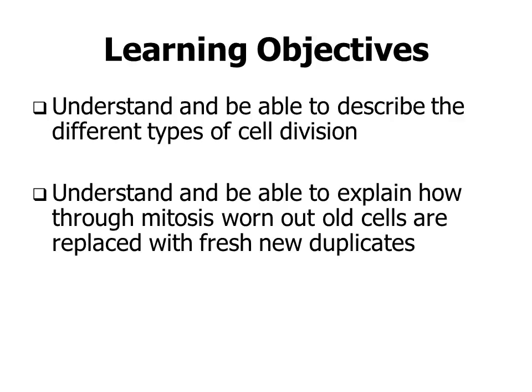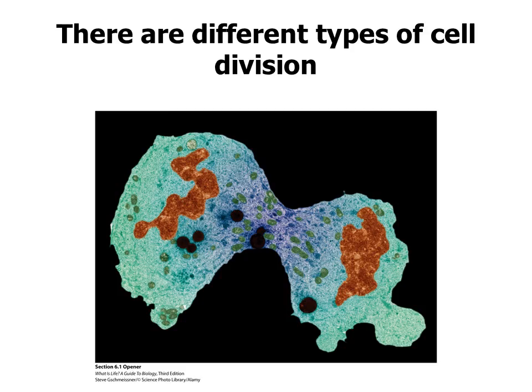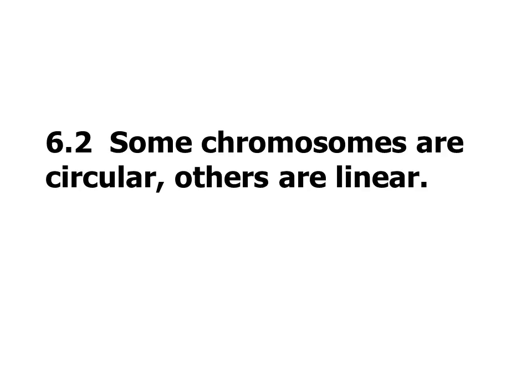We will talk about cell division, the different types, mitosis, and how it takes worn out old cells and replaces them with new duplicates. We will talk about meiosis and sperm and egg cells. How are they made? We'll describe the sex differences in the chromosomes and consequences when we have changes in the normal chromosome number. This is just showing you cell division. So you're going from one cell to two here, and this is an example of meiosis.